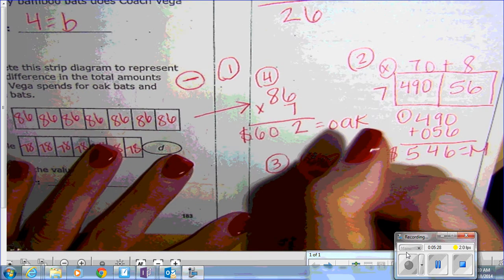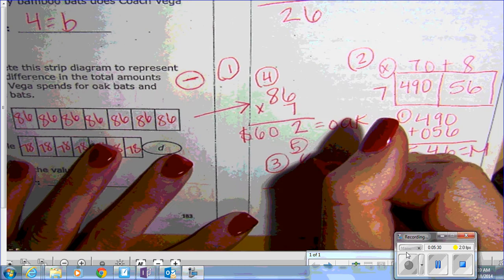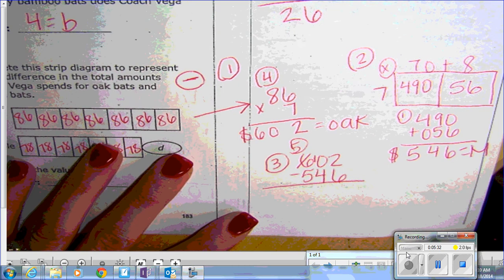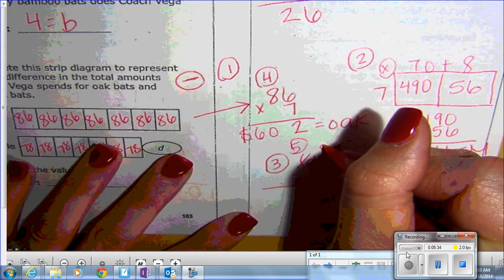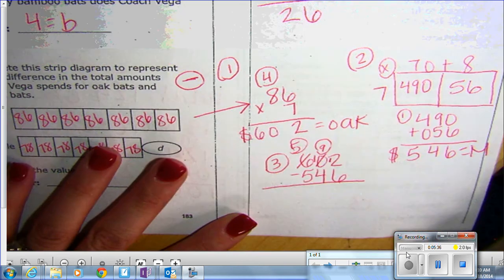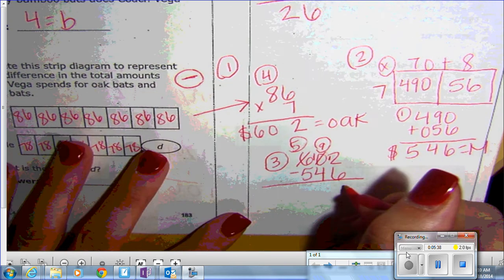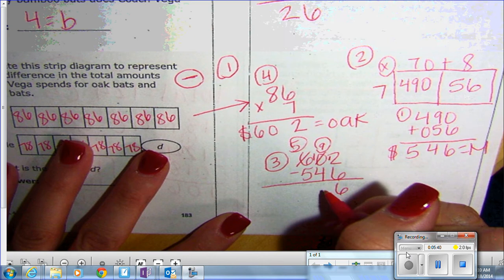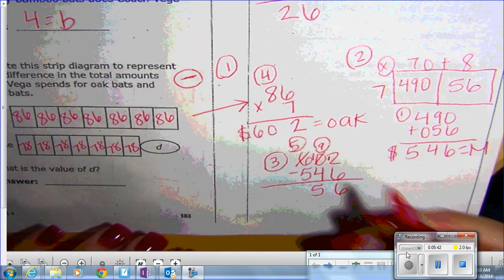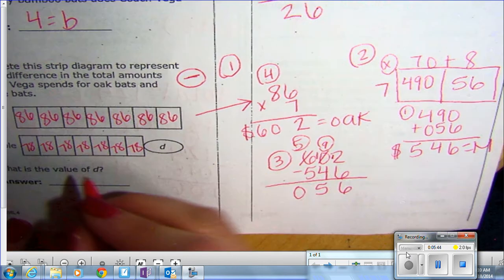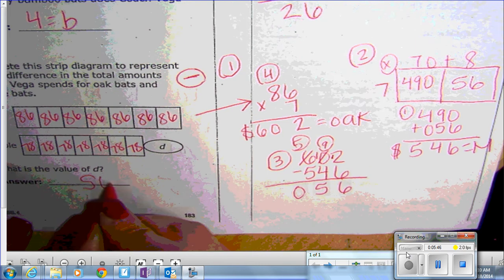Thank you. Start to regroup again. Okay. 12 minus 6 equals 6, 9 minus 4 equals 5, 5 minus 5 is 0. So what's the difference? 56. D equals 56. Very good.